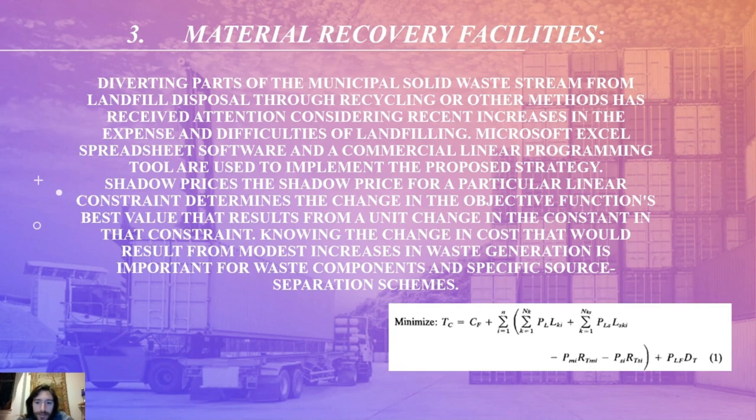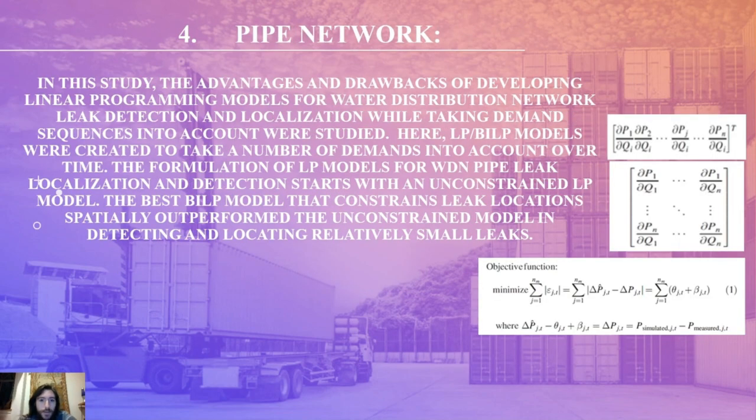Shadow prices for a particular linear constraint determine the change in the objective function's best value that results from a unit change in the constant in that constraint. Knowing the change in cost that would result from a modest increase in waste generation is important for waste components and specific source separation schemes.